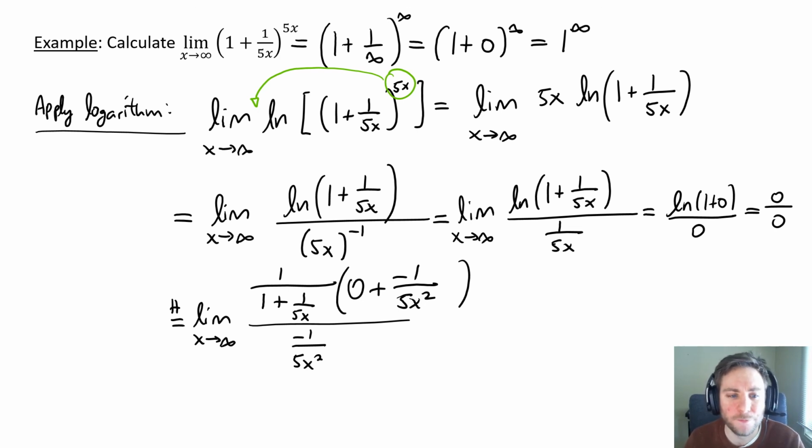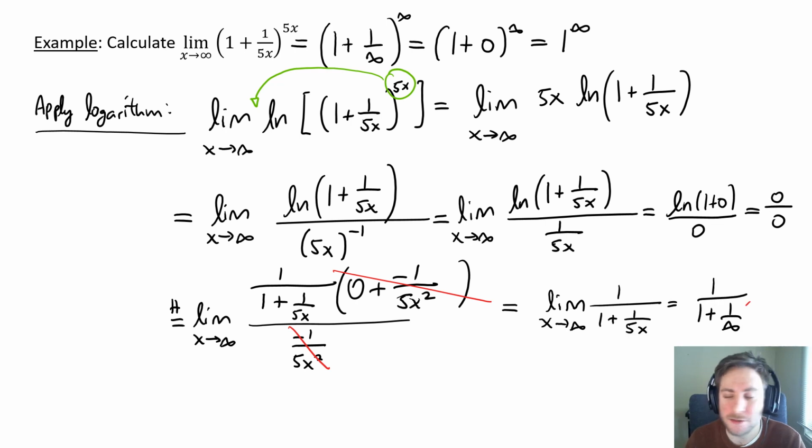Now that we've applied L'Hopital's rule, we check for easy simplifications and then try to evaluate the limit again. First, we can cancel out this common factor. And now let's see what happens when x goes to infinity. When we do that, we get a clean result of 1.